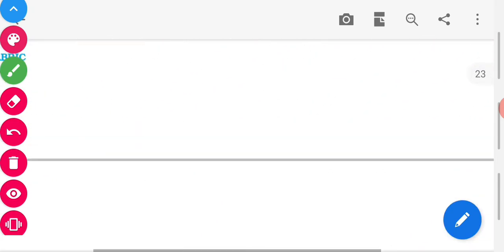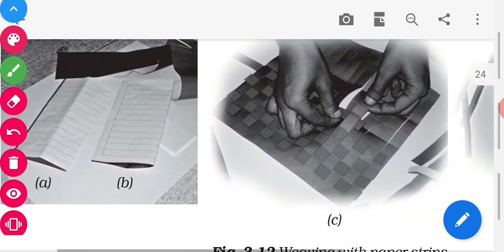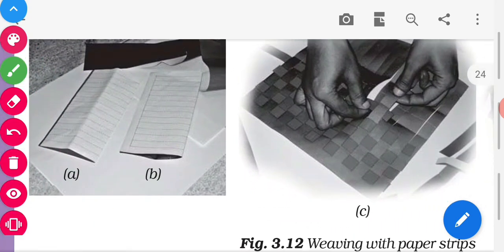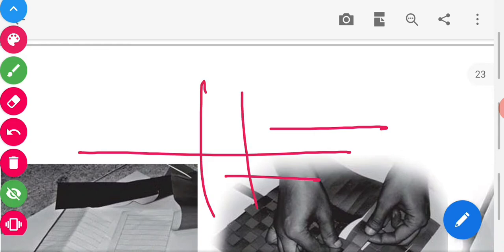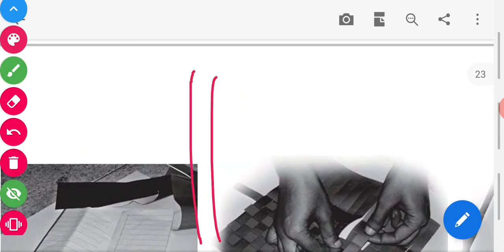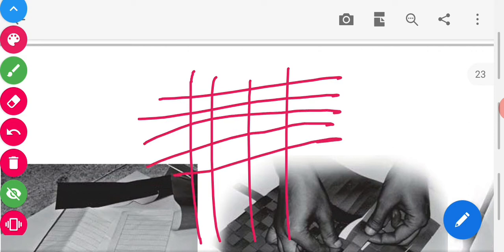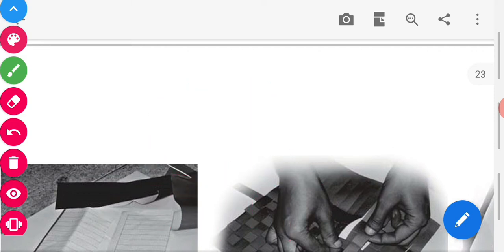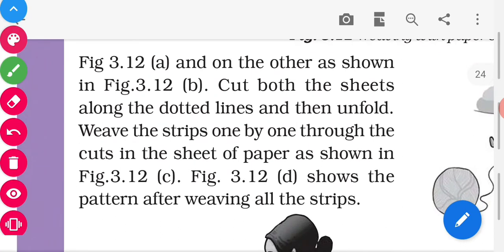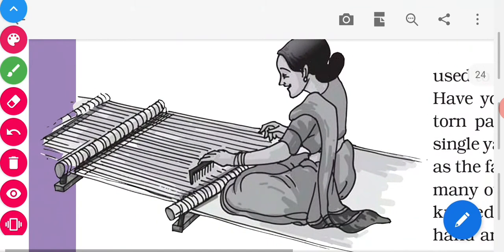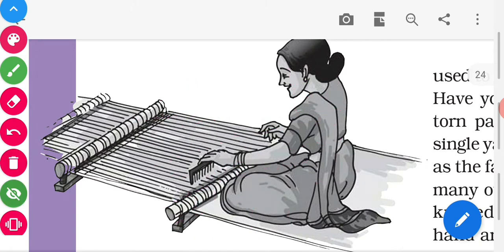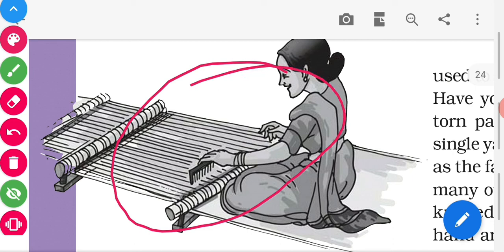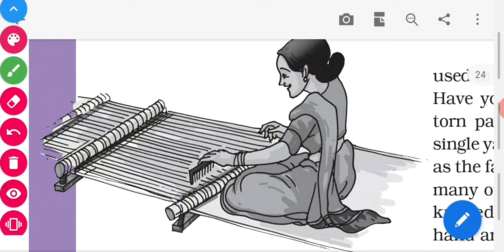Now an activity has been given with the help of a paper sheet. Take a paper and cut very thin strips and then arrange them. One is arranged vertically, and one is arranged horizontally. So this is known as weaving. This is also done by the hand loom. This is the hand loom, something which you can see if you go somewhere. And this is also done today by power looms.